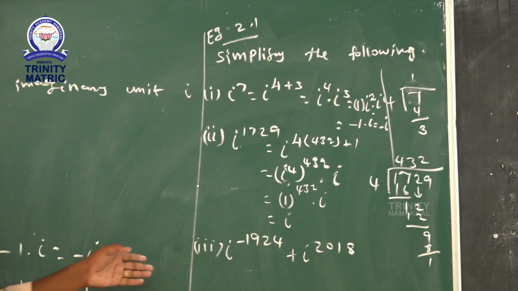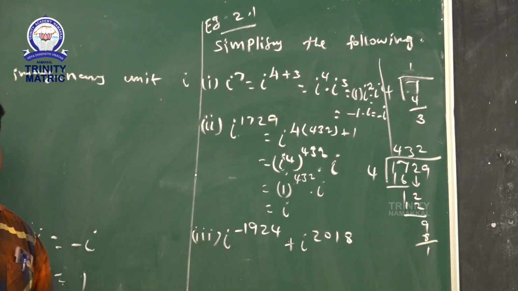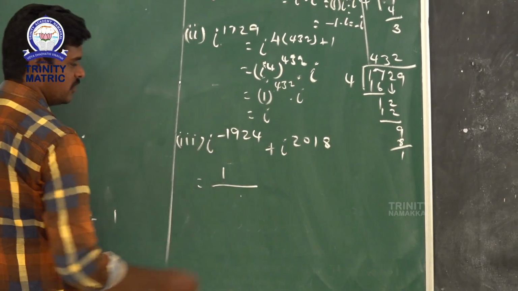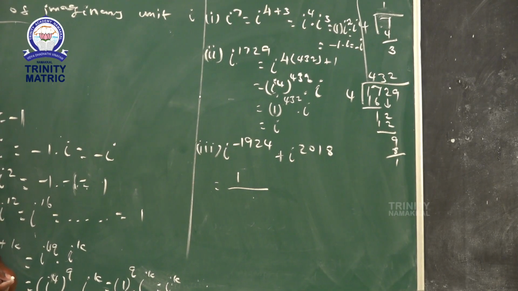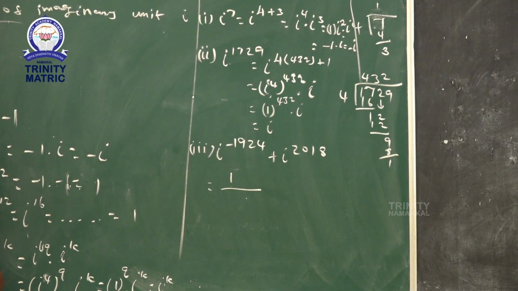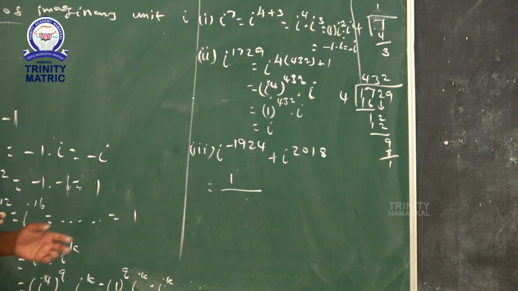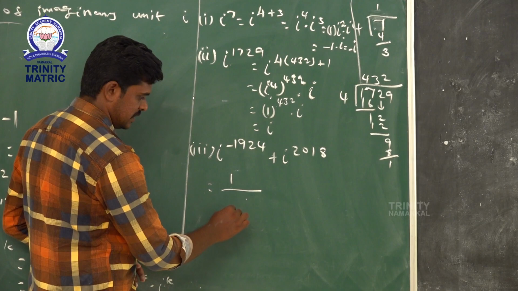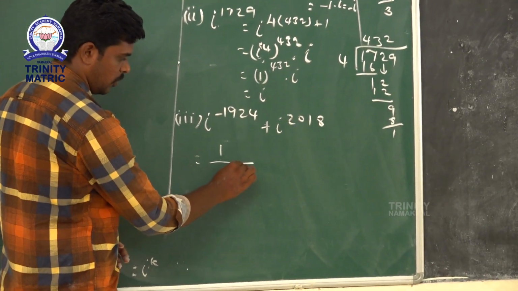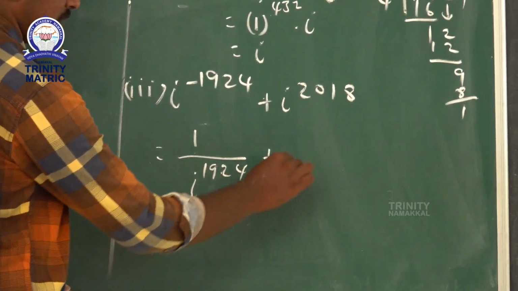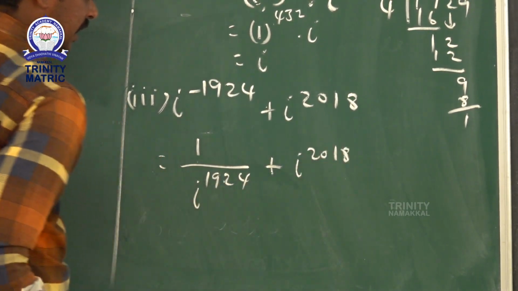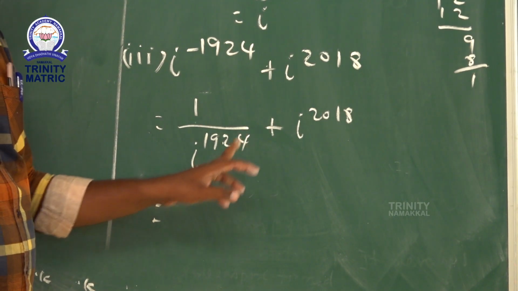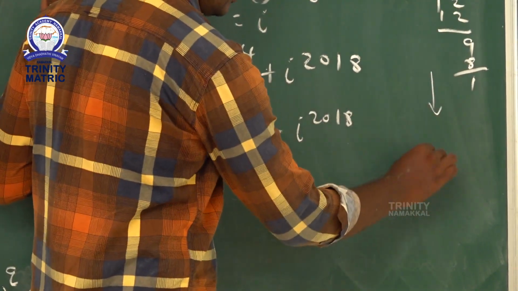Okay, next step is also the same method, but with i power negative values. What is the change for i power negative values? This only changes the denominator. I power minus 2 means 1 by i squared. Anything power a negative value means the reciprocal of the number. So i power minus 1924 is changed to 1 by i power plus 1924, then plus i power 2118. Okay, next step, i power 1924 is also the same type of division.